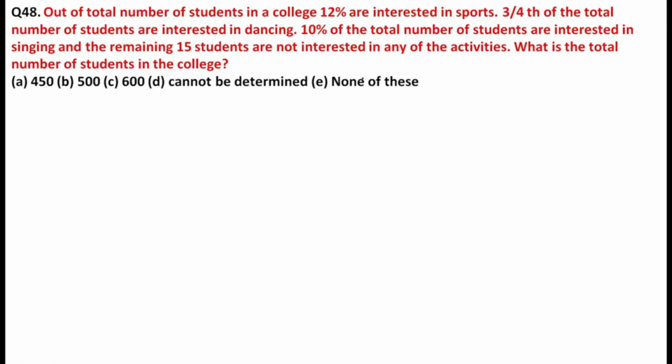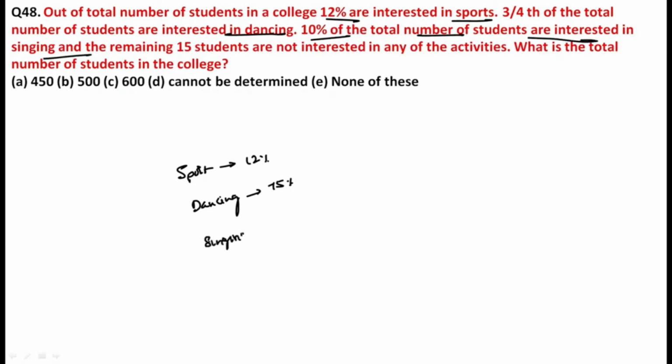Out of the total number of students in a college, 12% are interested in sports, and 3 by 4th of the total number of students are interested in dancing. 3 by 4th value is equal to 75%. And 10% of total students are interested in singing. So every time they compare with the entire information. Now guys, I just consider the total strength of the college is 100%. 12% are interested in sports, 75% in dancing, and 10% in singing, and then the not interested value.